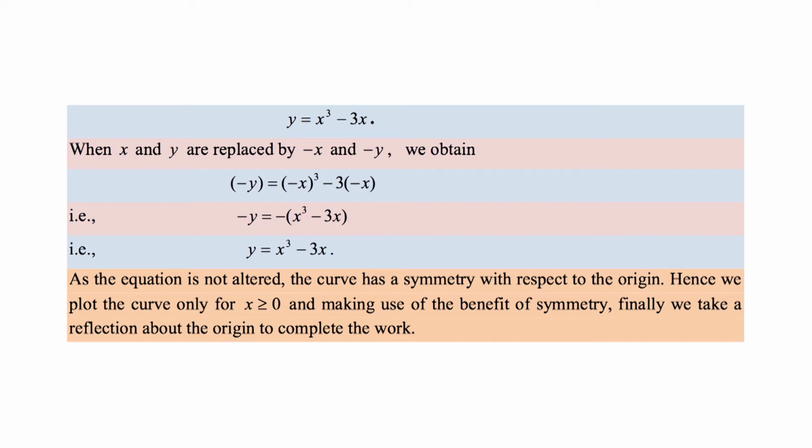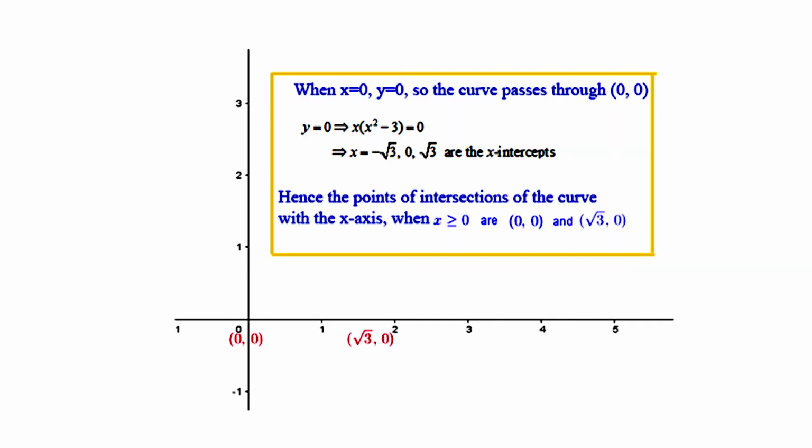Hence, we plot the curve only for x greater than or equal to 0, and making use of the benefit of symmetry, finally we take a reflection about the origin to complete the work. When x is equal to 0, we get y is equal to 0. So, the curve passes through the origin.